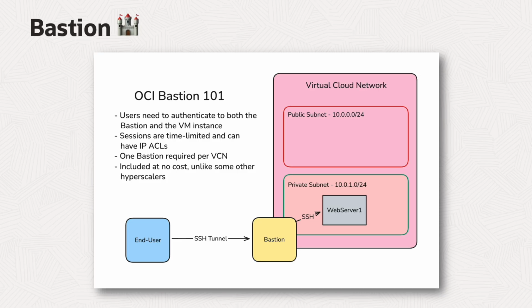And unlike some other hyperscalers, the Bastion service in OCI is absolutely free of charge. So what we'll do now is step through the process of provisioning the Bastion service, creating a session so that we can get access to a Windows Server instance that sits within a private subnet.